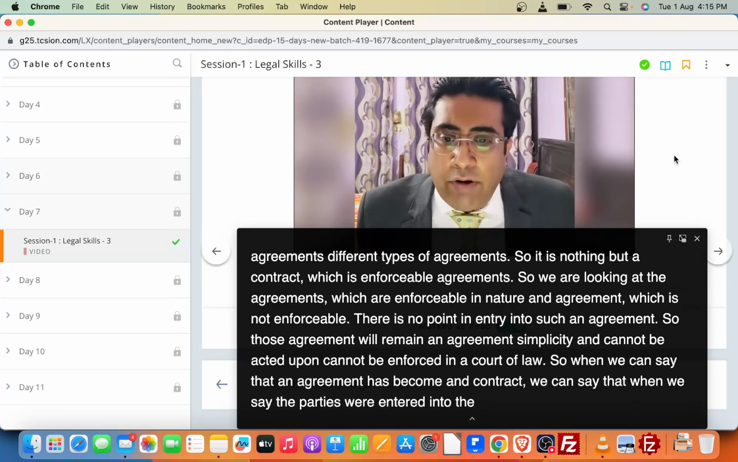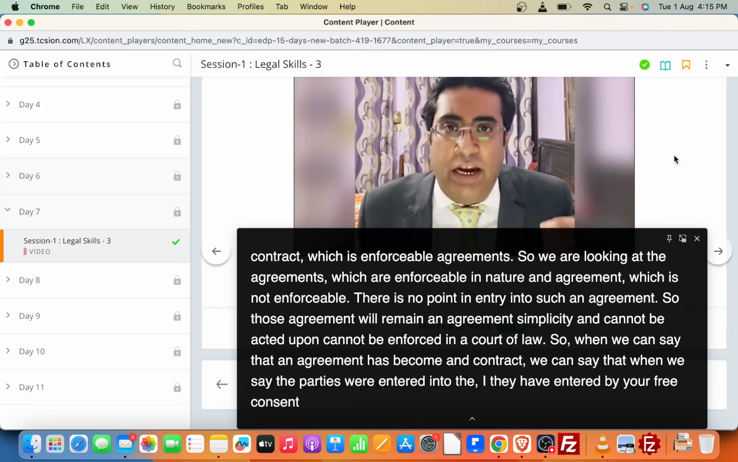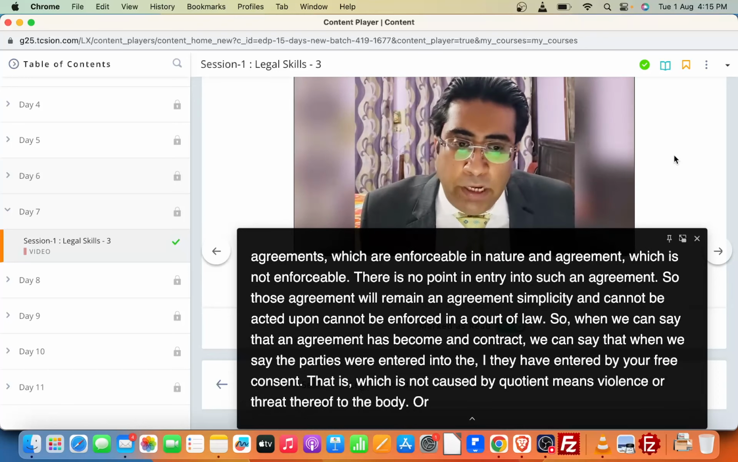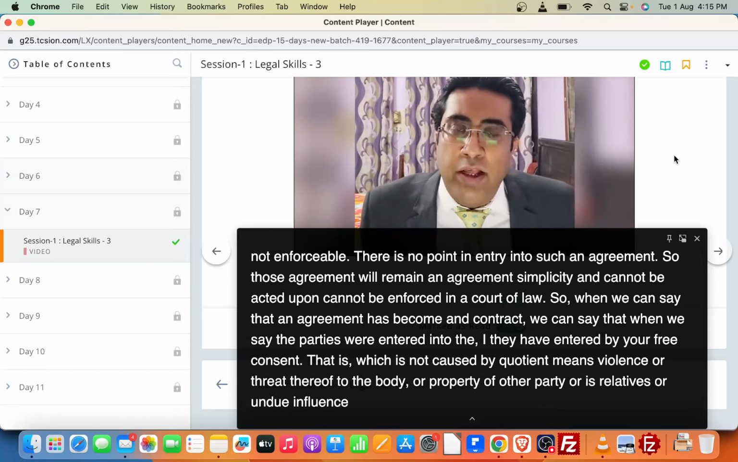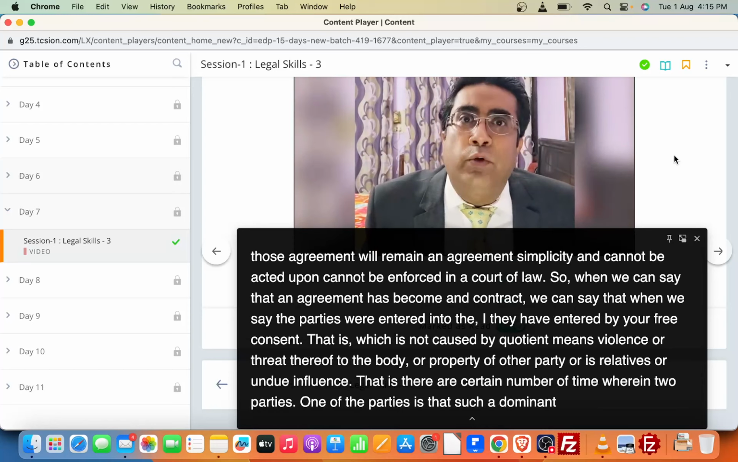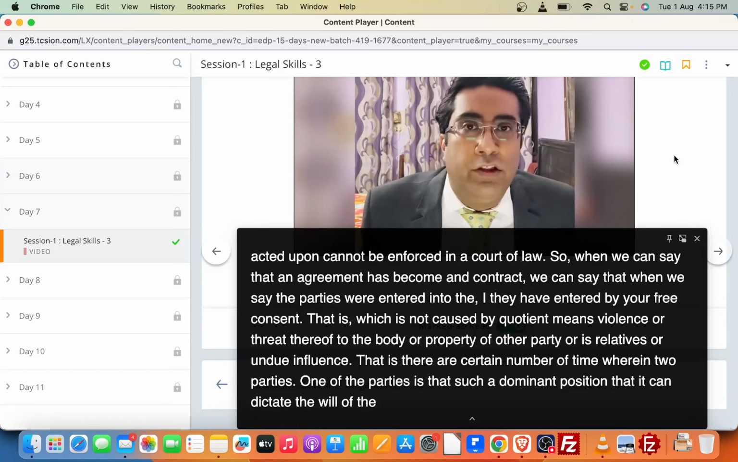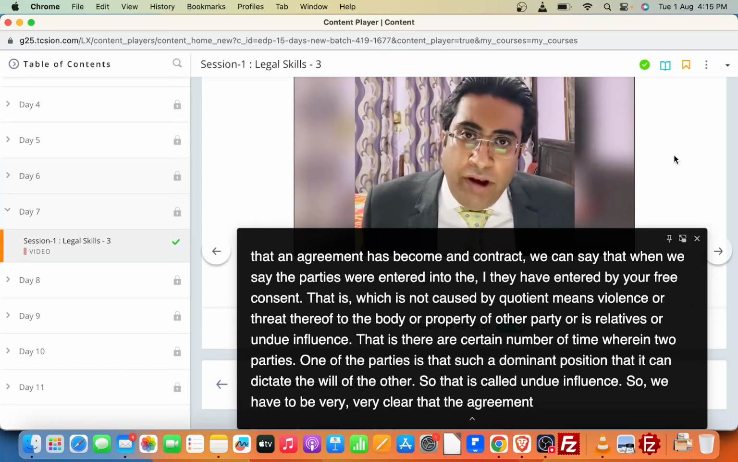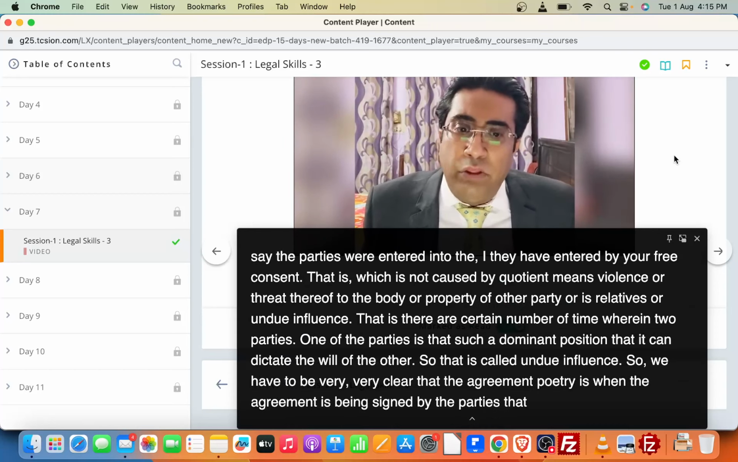So when can we say that an agreement has become a contract? When the parties who have entered into the contract have entered by way of free consent, that is, consent which is not caused by coercion. Coercion means violence or threat thereof to the body or property of the other party or his relatives, or undue influence, that is, there are a number of times wherein one of the parties is at such a dominant position that it can dictate the will of the other. So that is called undue influence. So we have to be very, very clear that when the agreement is being signed by the parties, there is no undue influence.